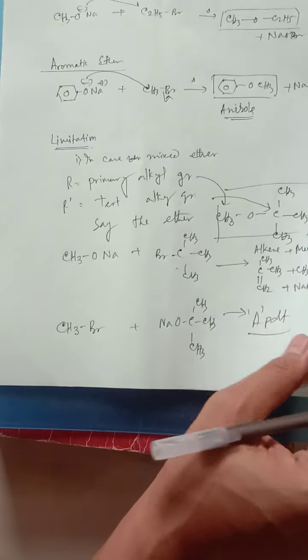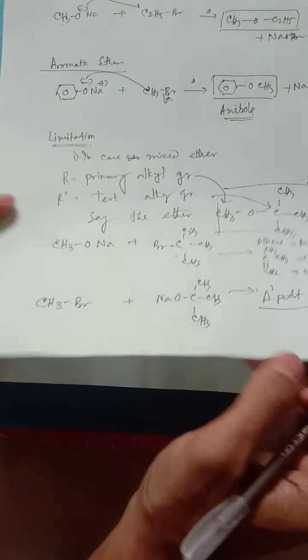So we have to be selective, that means we have to decide which part to take as halide and which part as alkoxide.